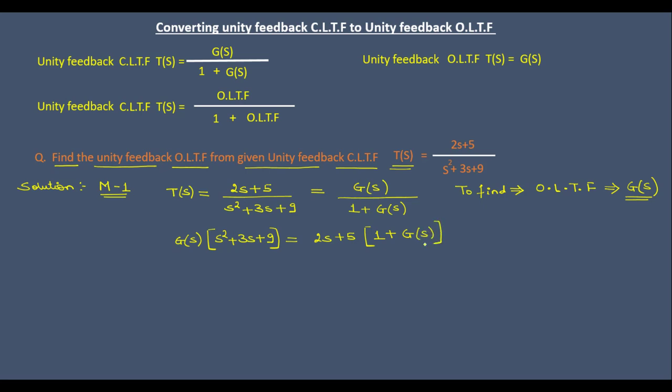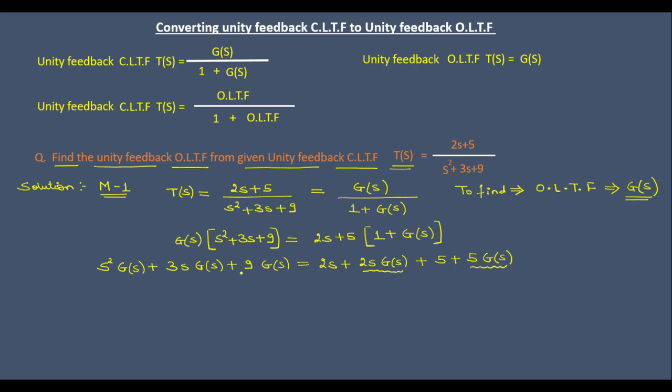Now you can open the bracket, and you will get S square G of S plus 3S G of S plus 9 into G of S is equal to, here again if you multiply the bracket, 2S plus 2S into G of S plus 5 plus 5 into G of S. So now on the right hand side you have 2S G of S and 5 G of S.